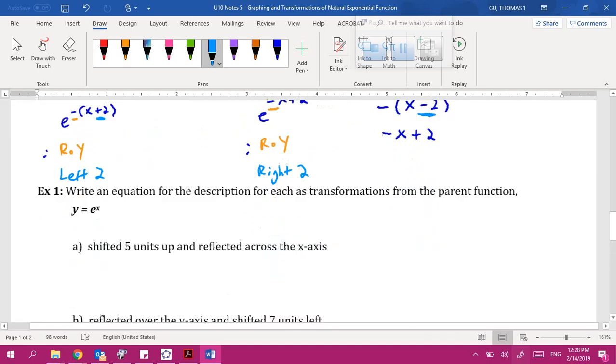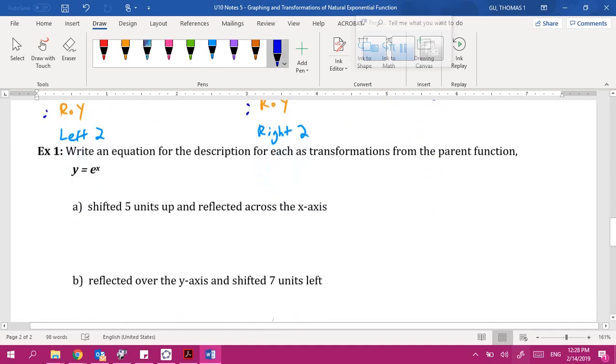All right, now let's write some transformations then. So pretty much we're transforming y equals e to the x. And you just got to tell me what I need to write. I'm going to call on you guys for this one. Y equals e to the x. First of all, it says shifted 5 units up.